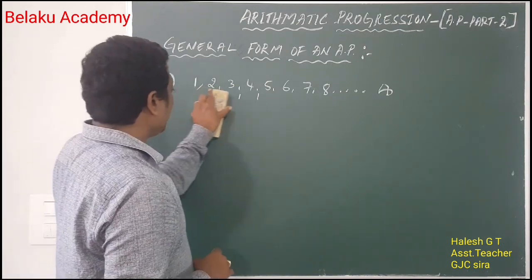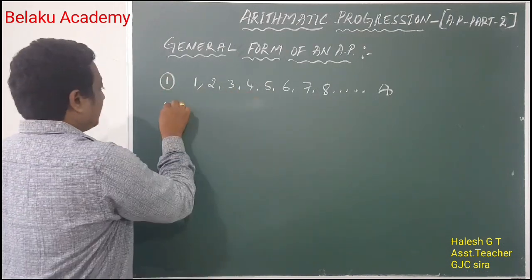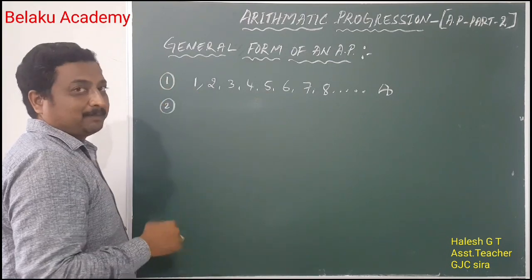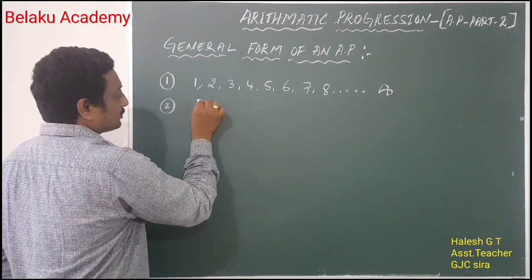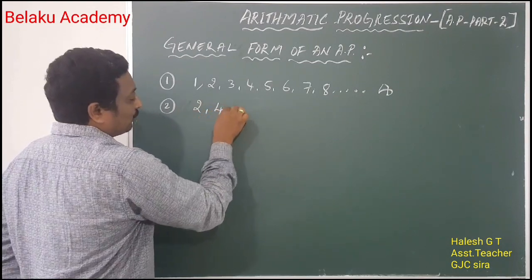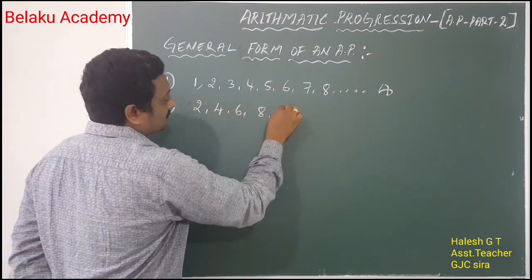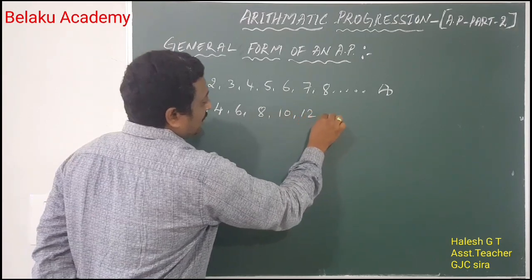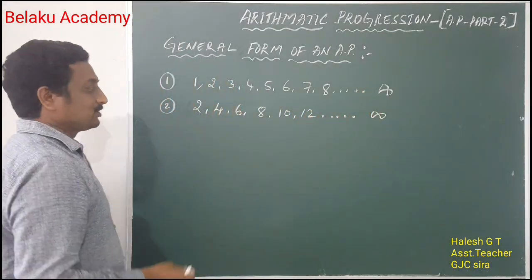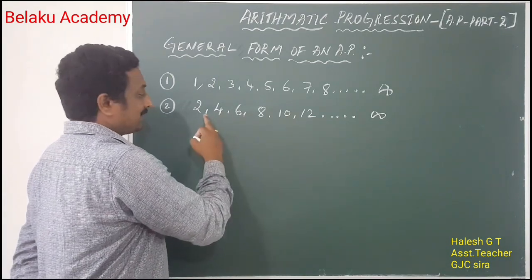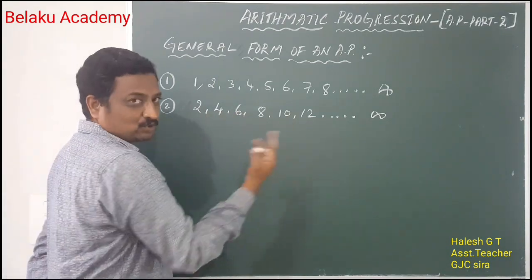Let us take one more example, the even numbers. The smallest even number is 2, and then 4, 6, 8, 10, 12 and it goes on up to infinity. Here also these are in AP because the difference between any two terms is 2.